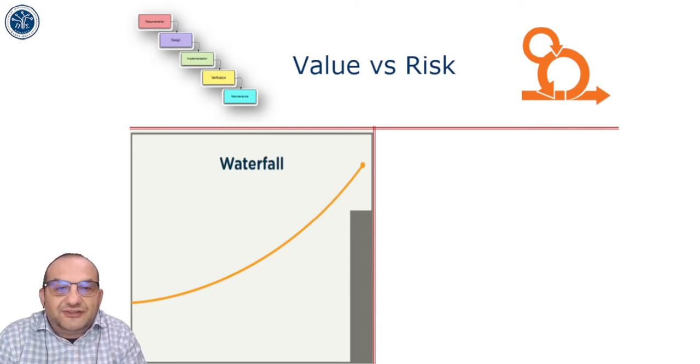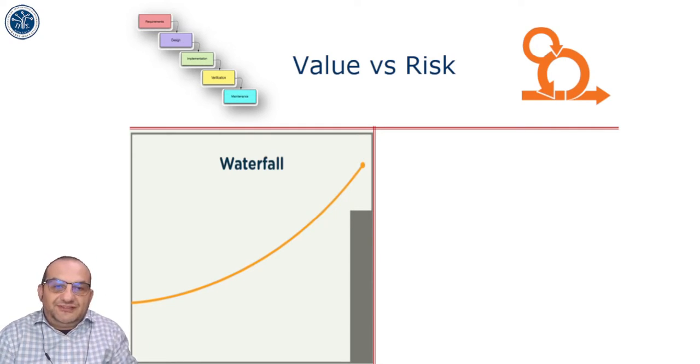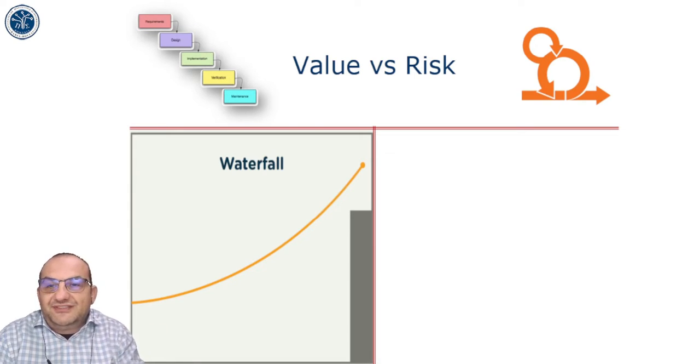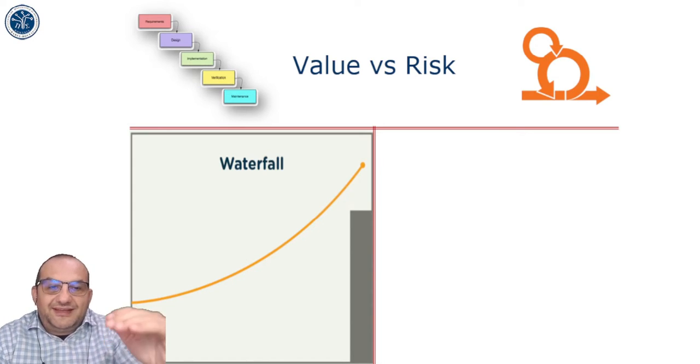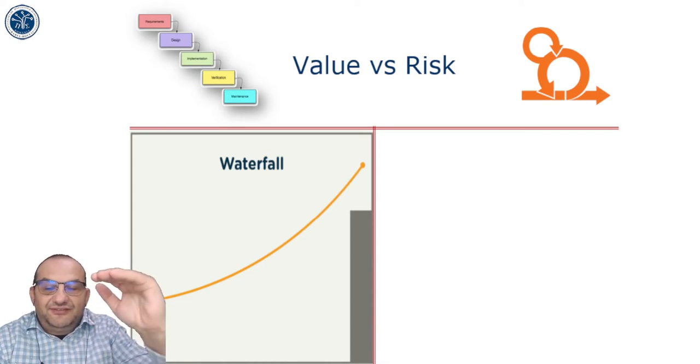And as you can see, the risk increases while we are approaching that closing. Why is this? Because at the beginning of the project, the risk is pretty low. We had plenty of time. The budget is there. We didn't buy anything yet, and the risk is not so big. But at the end of the project, the risk is very, very high.